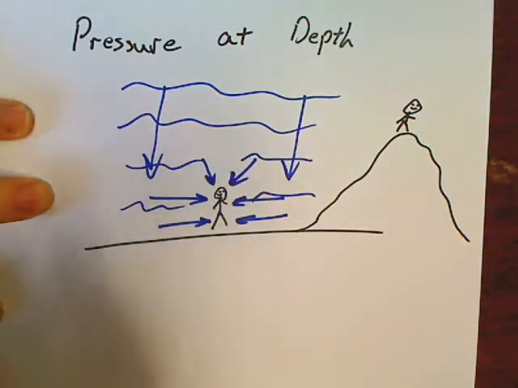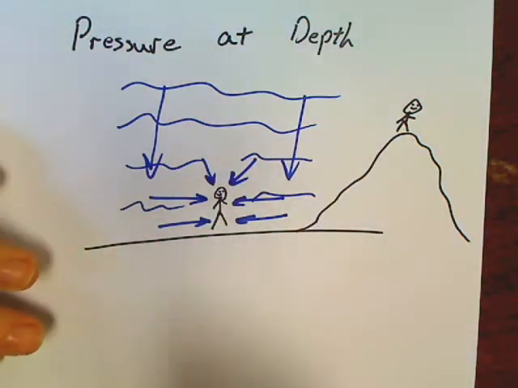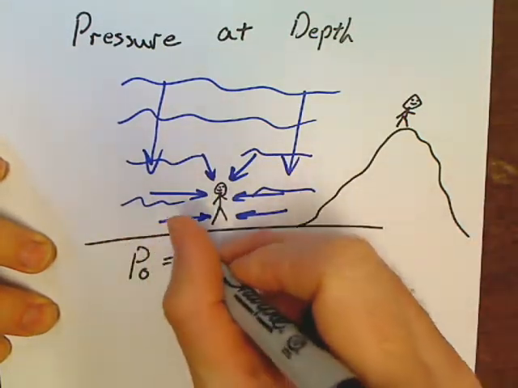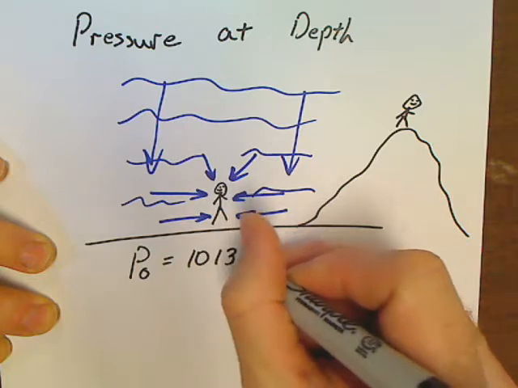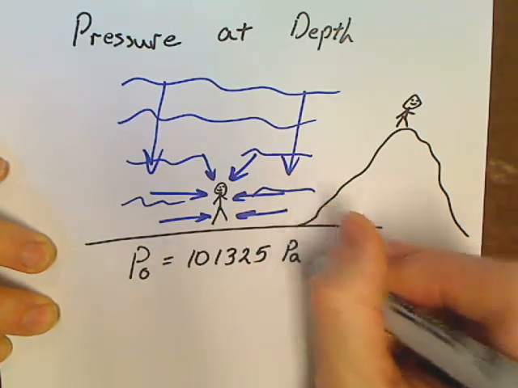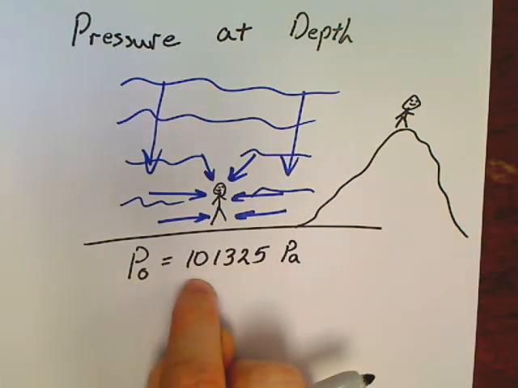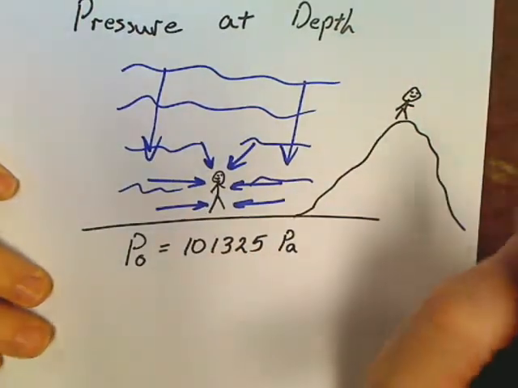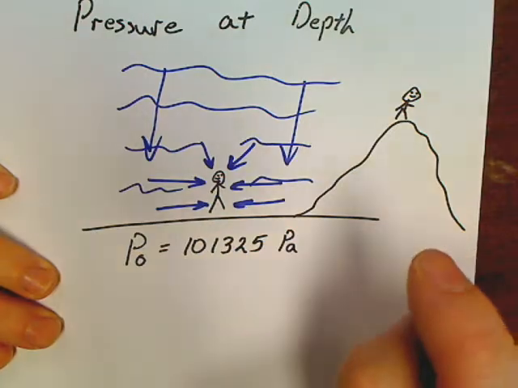Most people don't think about this idea that pressure is being exerted on them, but pressure is. And in physics, we'll call that pressure 101,325 Pa. You could use 1.01 times 10 to the 5 if you want to. I've got the whole thing memorized, 101,325, so I write it down.